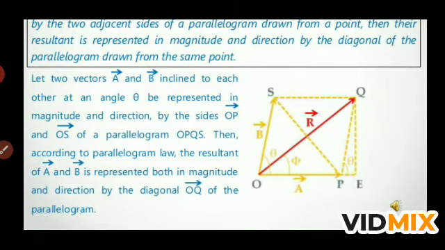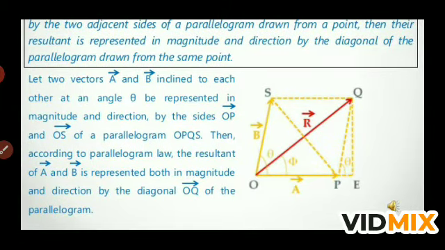So let two vectors A and B, inclined to each other at angle theta, be represented in magnitude and direction by sides OP and OS of a parallelogram. OPQS is the parallelogram. Then according to the parallelogram law, the resultant of A and B is represented both in magnitude and direction by the diagonal OQ of the parallelogram. So the resultant is OQ of the two given vectors at a common point. You see the resultant R is making some angle phi from A.